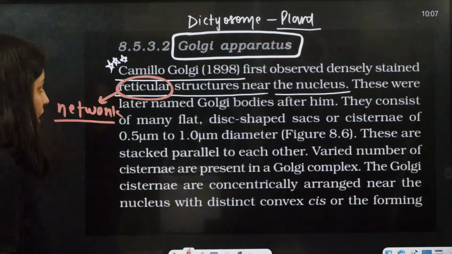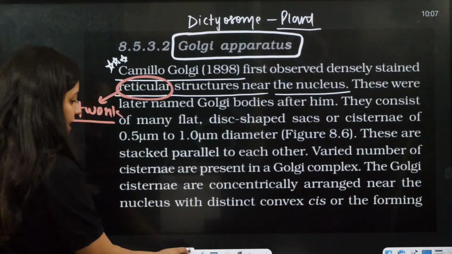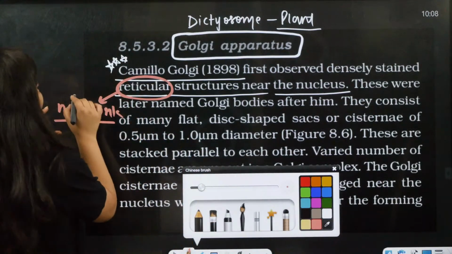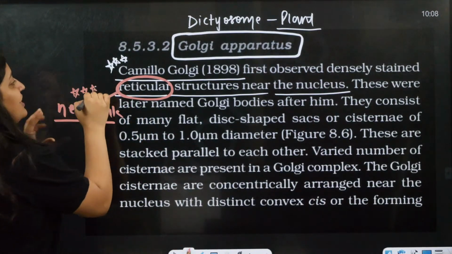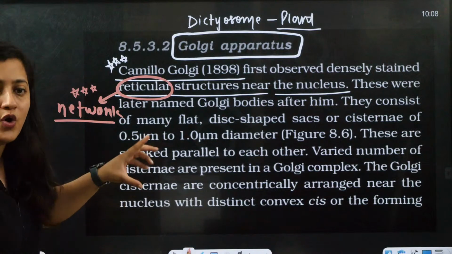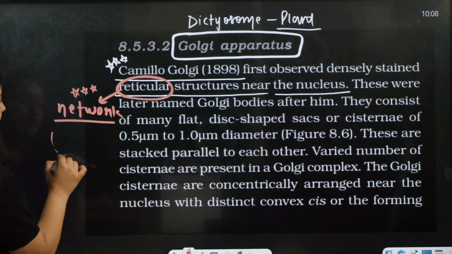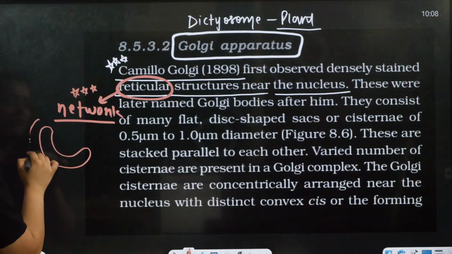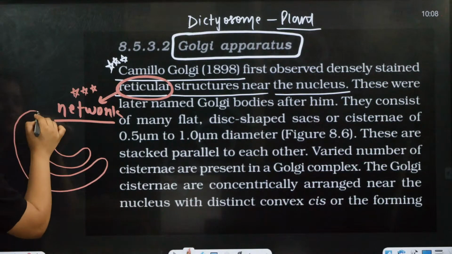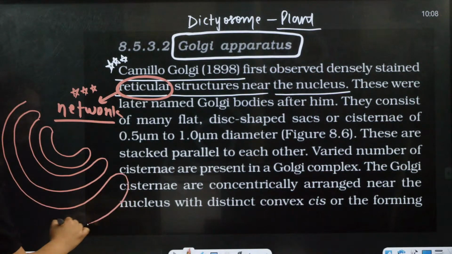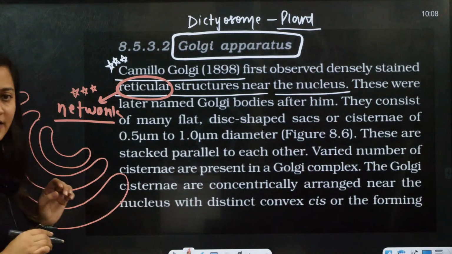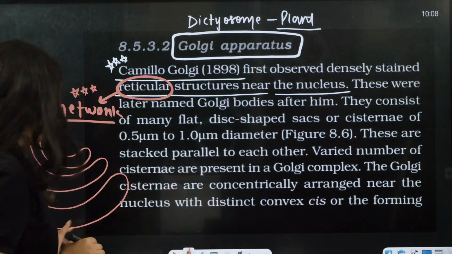Done? Okay, so now the next part is the Golgi apparatus, and when the word is reticular, it means network. Again, in the case of Golgi apparatus, we will be having some cisternae, and some vesicles will also be there. That is how we used to draw it.